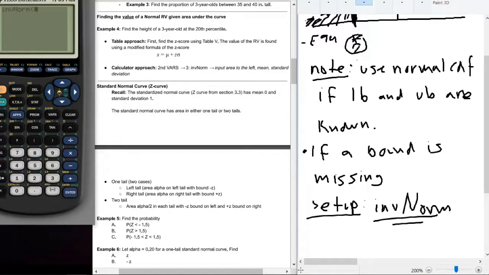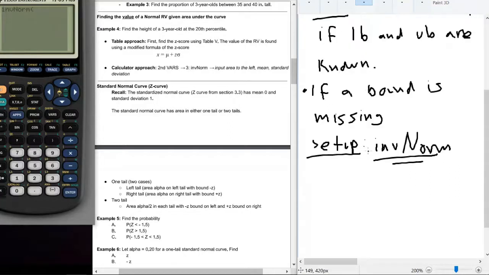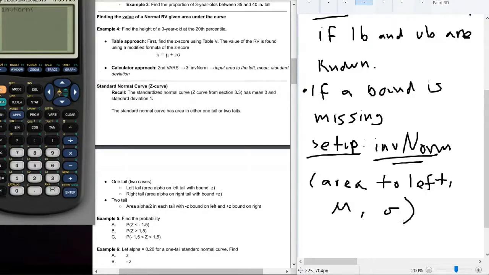So the 83 doesn't tell you what to put in. It just puts the function on the home screen, and that's it. I'll show you what the 84 screen looks like in a bit. It actually does tell you what you need, but you need 3 things. The inverse norm needs the following. It needs the area to the left, the mean, and the standard deviation. Those are the 3 things that this calculator function needs.